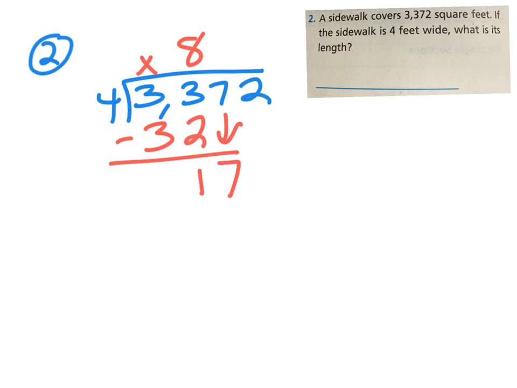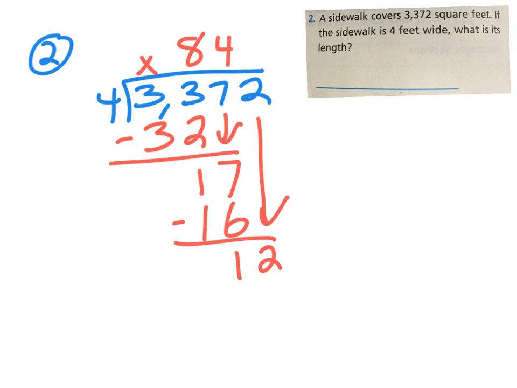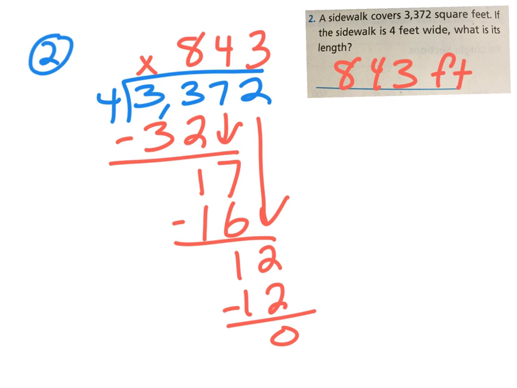4 goes into 17 how many times? Well, 4 times 4 is 16. I subtract, I get 1. 1 is less than 4. Bring down the next number, which is a 2. 4 goes into 12 how many times? 3 times. 3 times 4 we know is exactly 12. And we know that the length of the sidewalk is 843 feet.